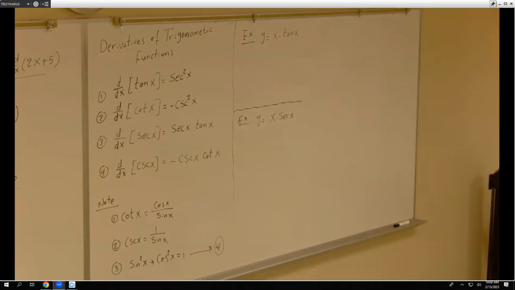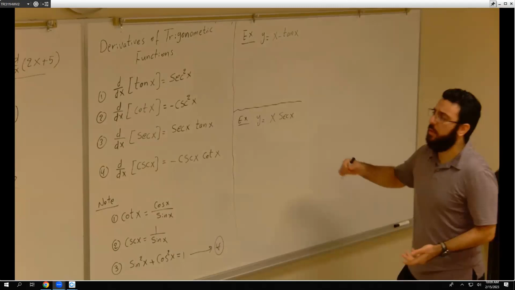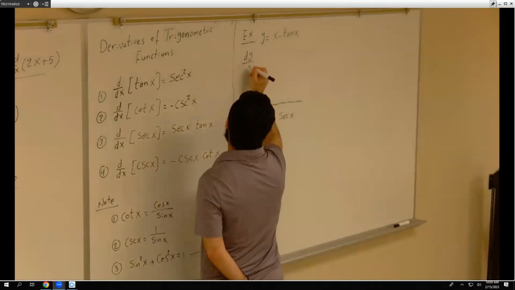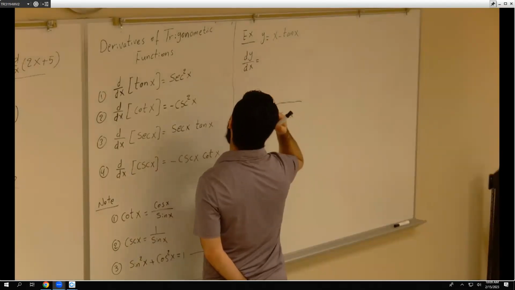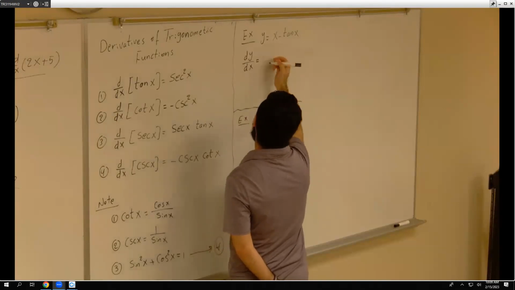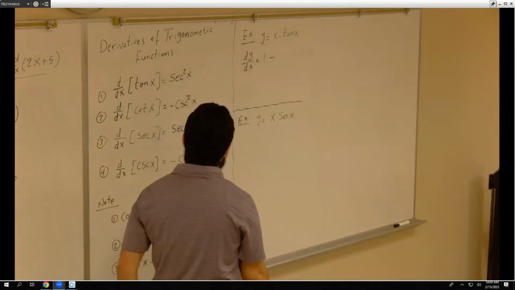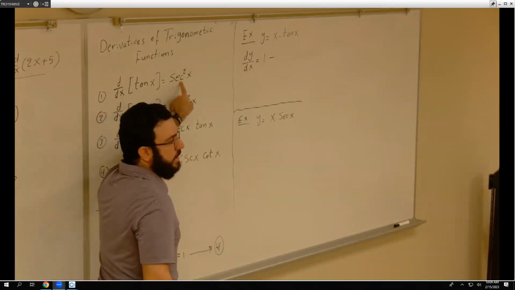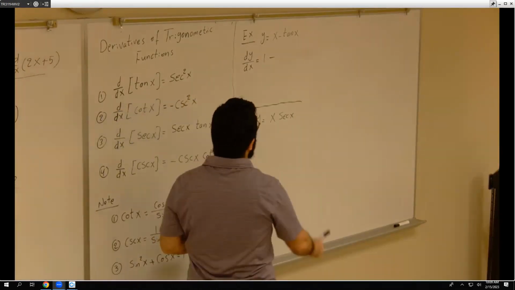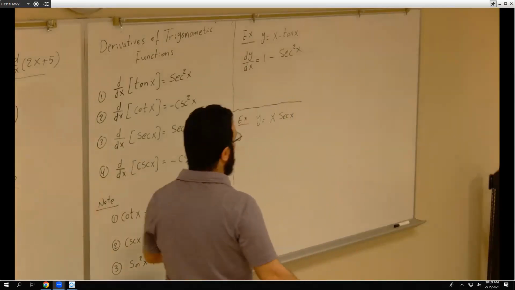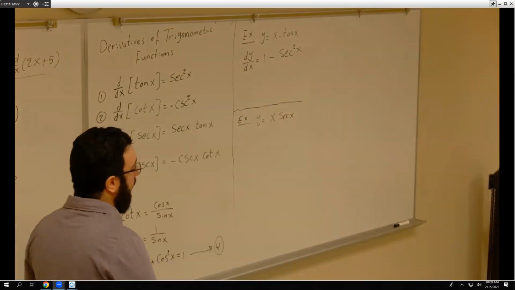So if you look at the next example, y equals x minus tangent x. To find the derivative, I'm going to say dy over dx is going to be, the derivative for x is going to be 1 minus the derivative for the tangent, which is secant squared x. That's it. That's the only thing they ask you. Find the derivative.